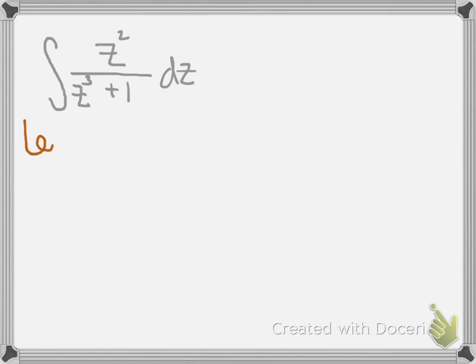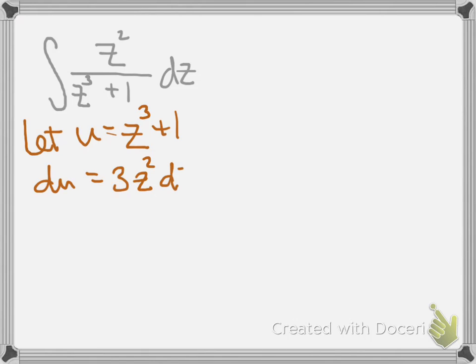All right, so I'm going to let u equal z cubed plus 1. So that I'll get du to equal 3z squared dz. Which is good because I can see that I have a z squared dz. I just have this extra factor of 3, so I'll divide by 3 or multiply by 1/3. And I get 1/3 du is equal to z squared dz.